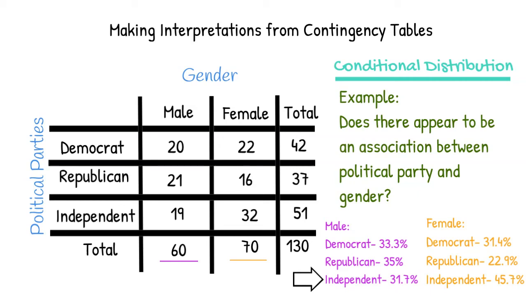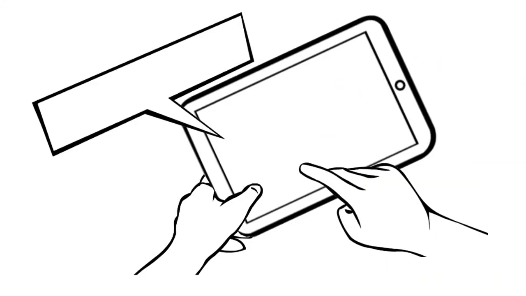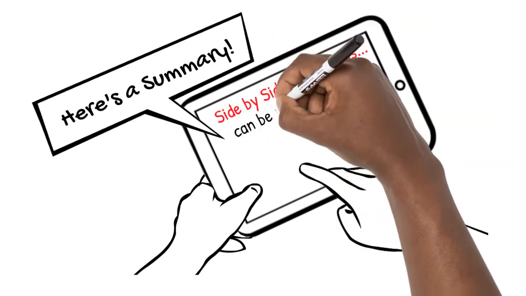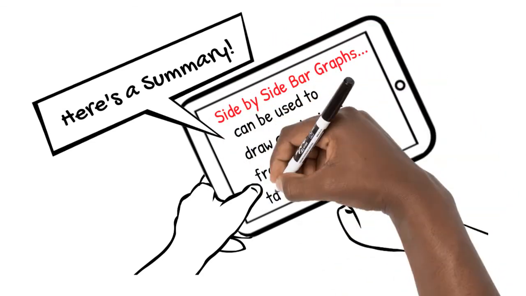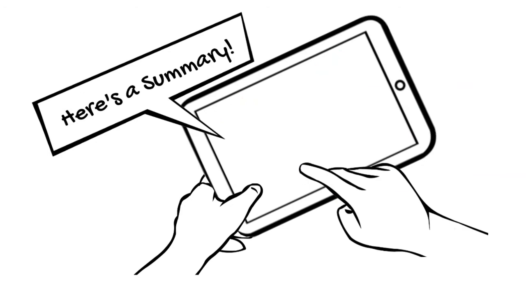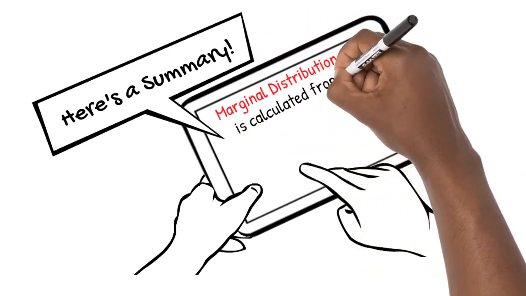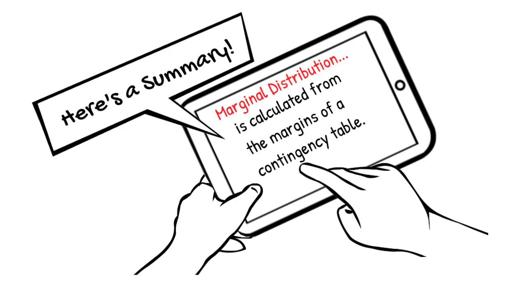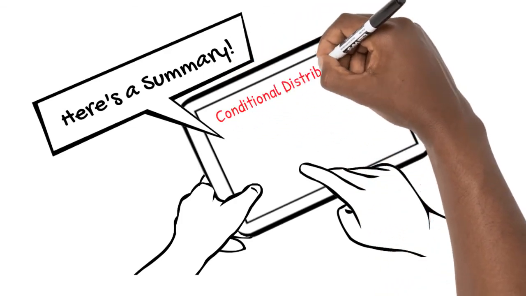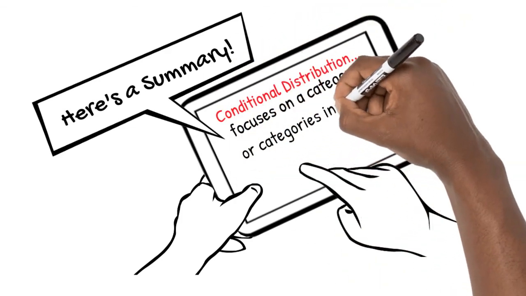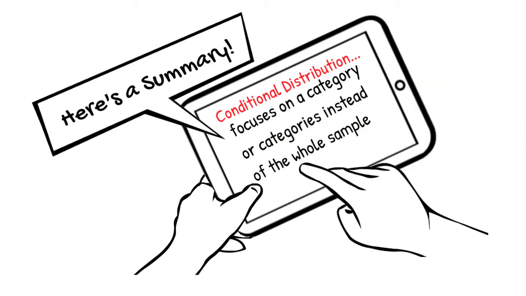If the percents were the same, there would be no association. But since the percentages are different, we see that there is an association between political party and gender within this group. Here's a summary of what we've learned. Side-by-side bar graphs can be used to draw conclusions from contingency tables. Marginal distribution is calculated from the margins of a contingency table. Conditional distribution focuses on a category or categories instead of the whole sample.